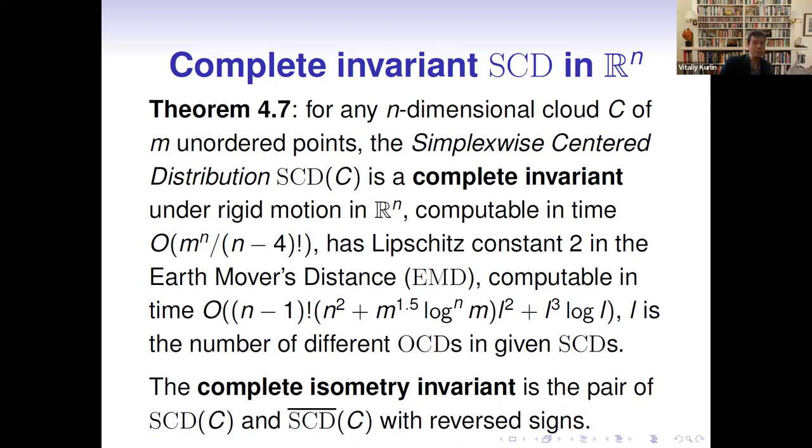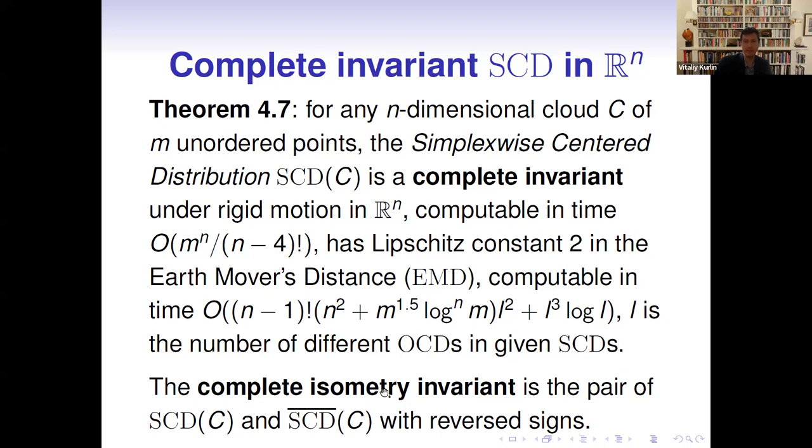If we do not distinguish mirror images, then we need to take a pair of invariants: an invariant for the cloud, and an invariant for its mirror image. And that pair becomes complete on isometry. So I think my time is actually exactly over. So I should finish at this slide.